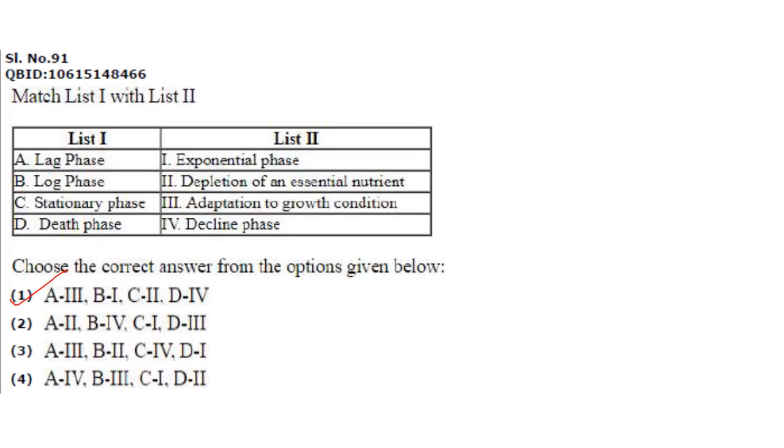Then what happens during the various phases of growth? So lag phase, it is adaptation to growth condition, A3. Log phase, it is exponential phase, also called exponential phase. Stationary phase is where you have depletion of essential nutrients, and death phase is the decline phase. So the answer here is option 1. A3, B1, C2, D4.